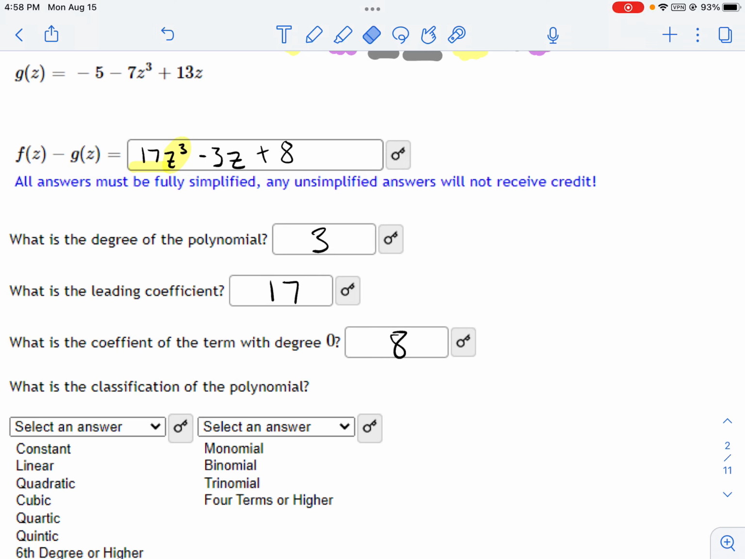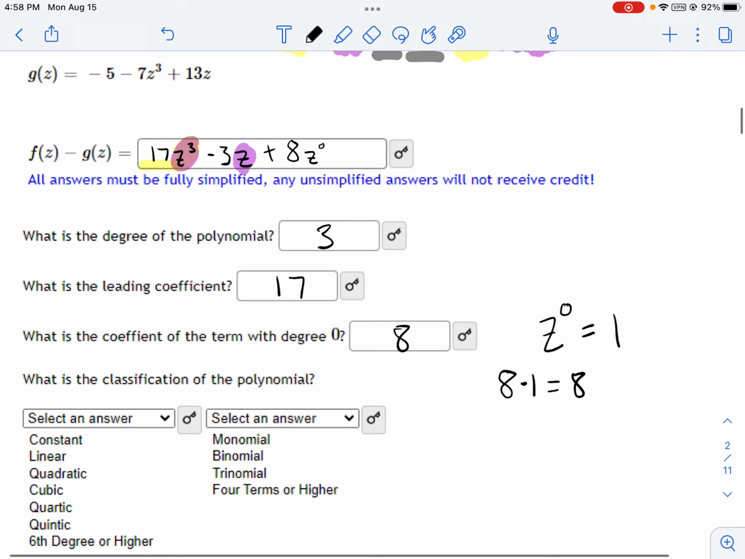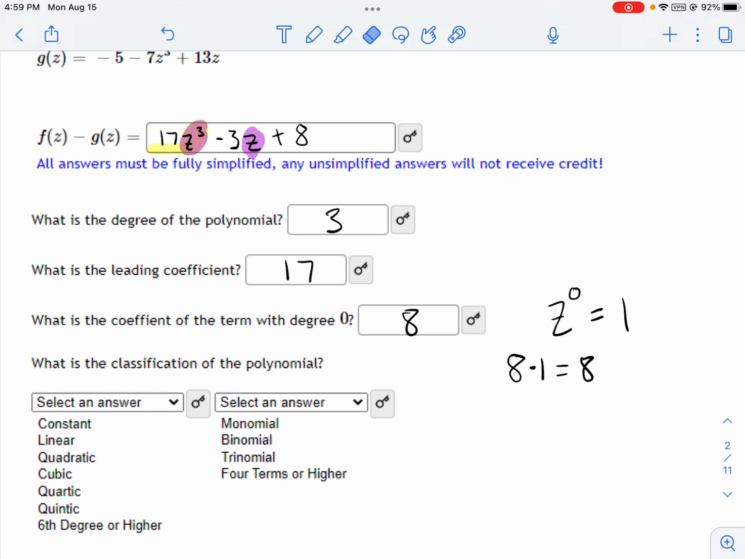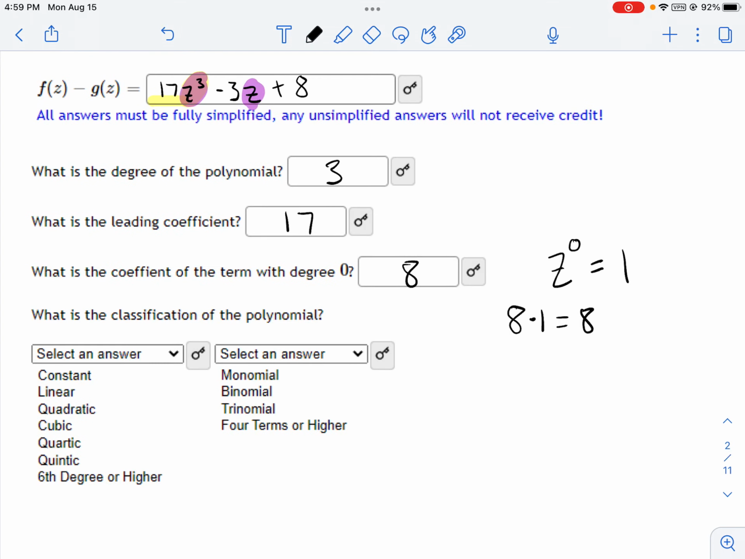You'll notice that on our other two, we have a z and a z. There is a variable there, but there's nothing here. Technically, this has a z to the 0th power attached to it. This is an exponent property that anything to the 0th power is 1. So it's essentially saying 8 times 1 there, which is just 8. It doesn't change anything. And that's why we call it degree 0, because of that exponent property. So that is your coefficient of the term of degree 0.